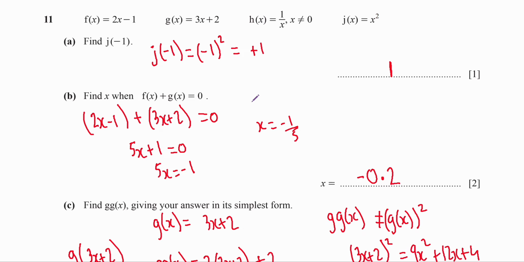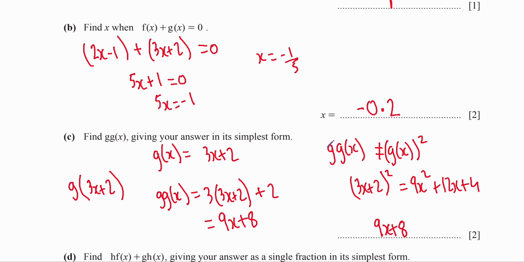So yeah, that's interesting. But one thing I do want to point out is just remember this right here, because this is a mistake that's very common. Please make sure that you don't make this mistake, because f of x times g of x is not equal to g of x all squared. Those are two very different things. So yeah, that's all about functions.